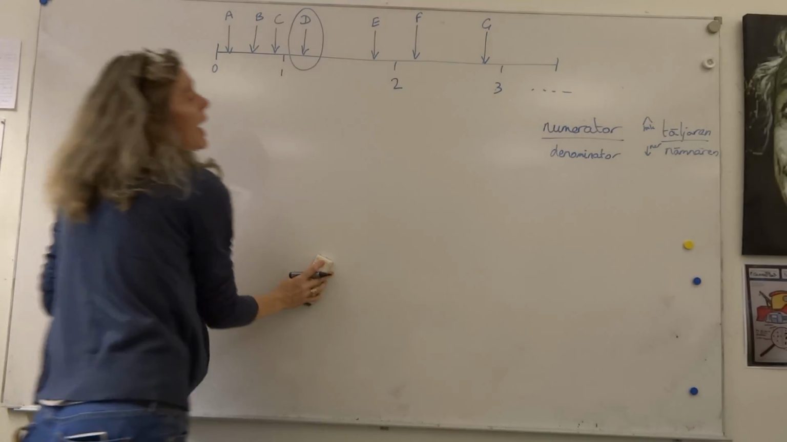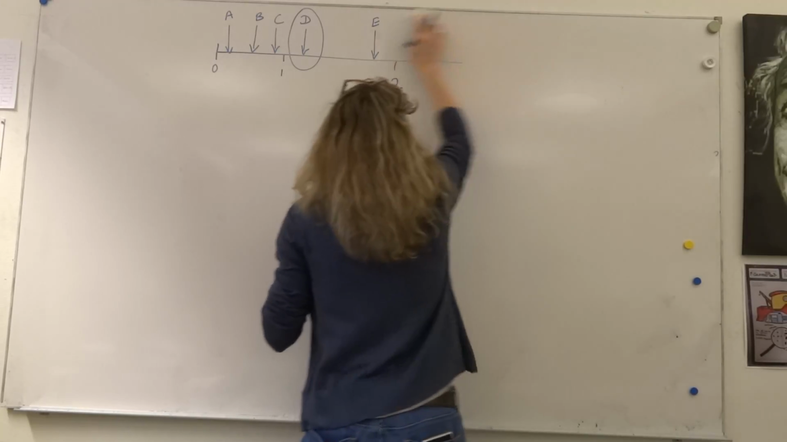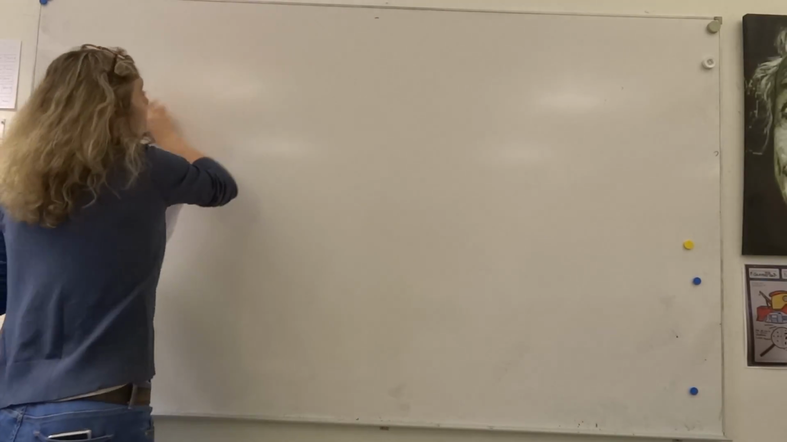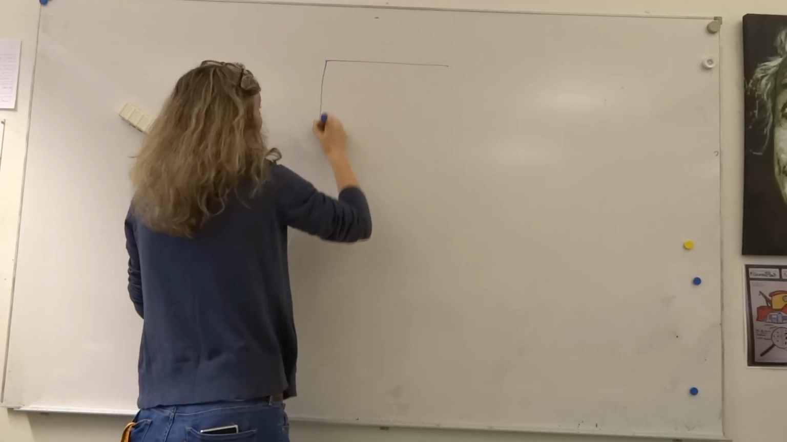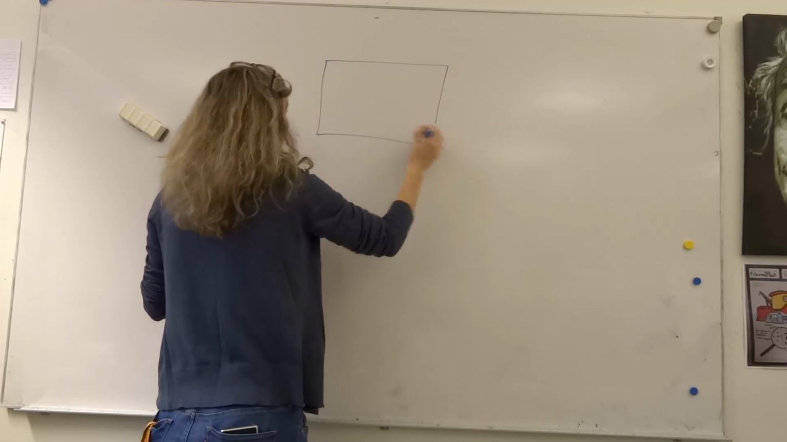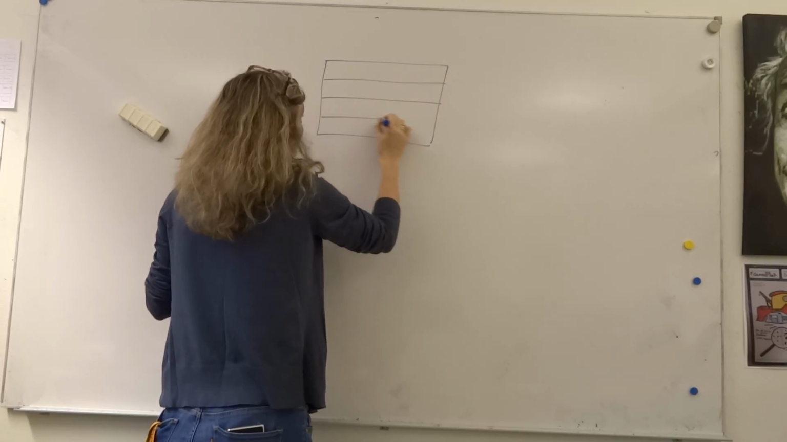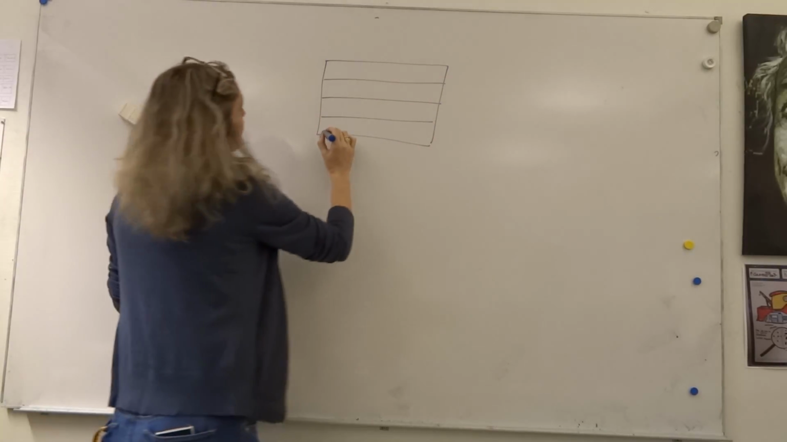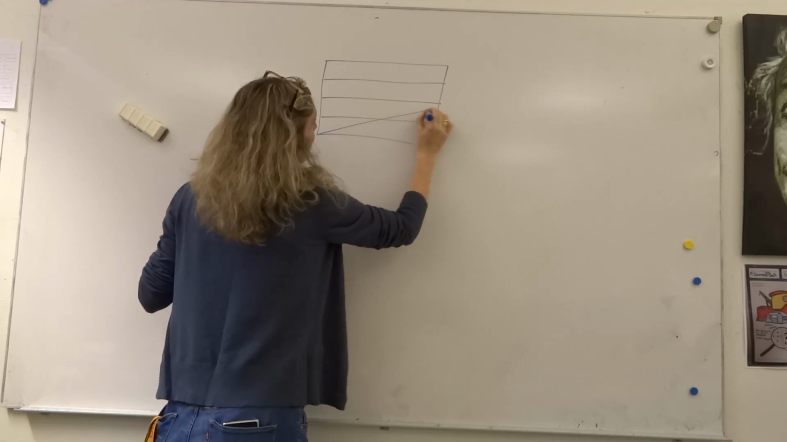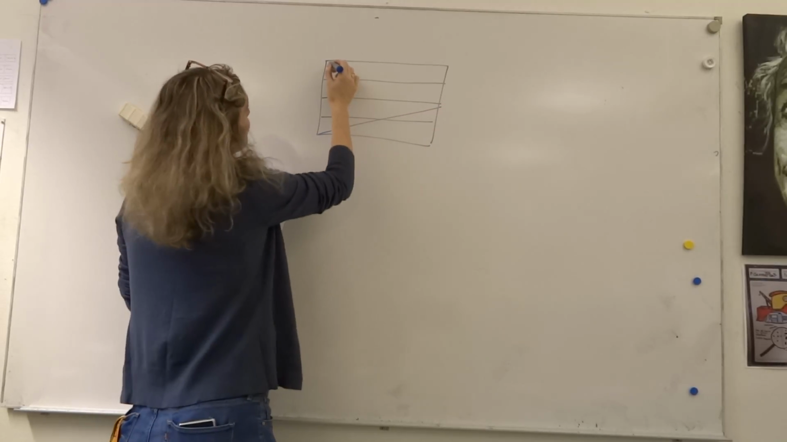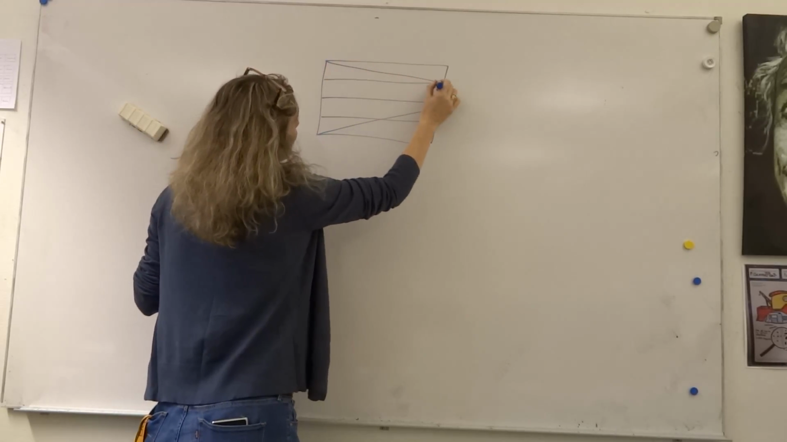Then we have a sketch of a shape which is shaded. It's split up into quarter sections like this, and the bottom two are shaded here, and then the top two are shaded here.